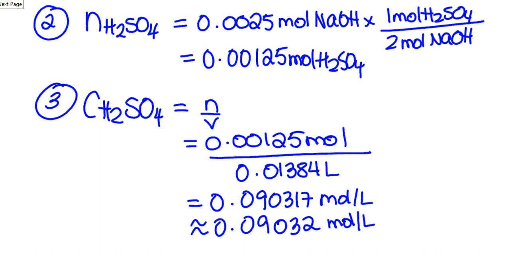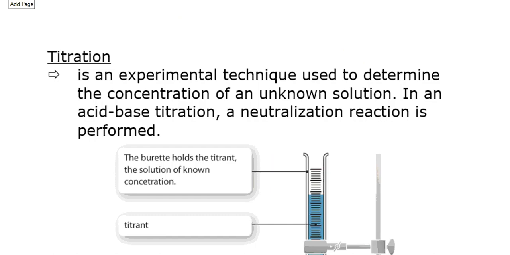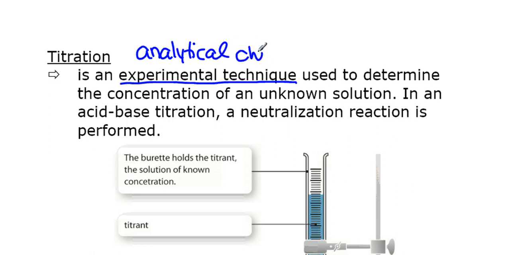Before we try out some more problems, we're going to talk about something called titration. So what is titration? So let's talk about in general what it is first, and then we'll look at some equipment. So titration is an experimental technique. This is part of analytical chemistry. If you're interested in analyzing things, this is part of a branch of chemistry called analytical chemistry. And in general, what it's used to do is find the concentration of an unknown solution.